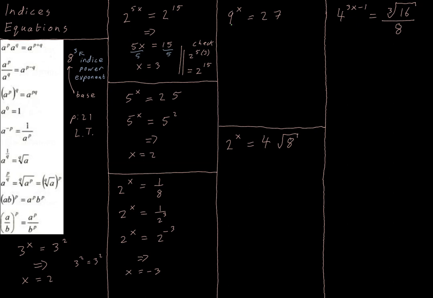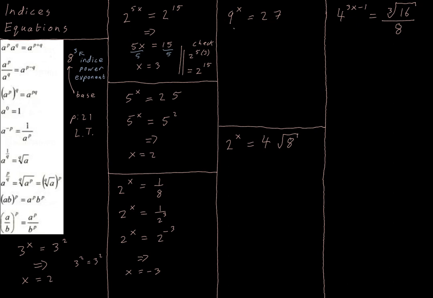Now here I have 9 to the power of x is equal to 27. This is more difficult because I don't know what power. Ideally what I'd like to be able to do is write down 27 as some power of 9, but I don't have a good picture as to what 27 is as a power of 9. So I have to think more carefully now.